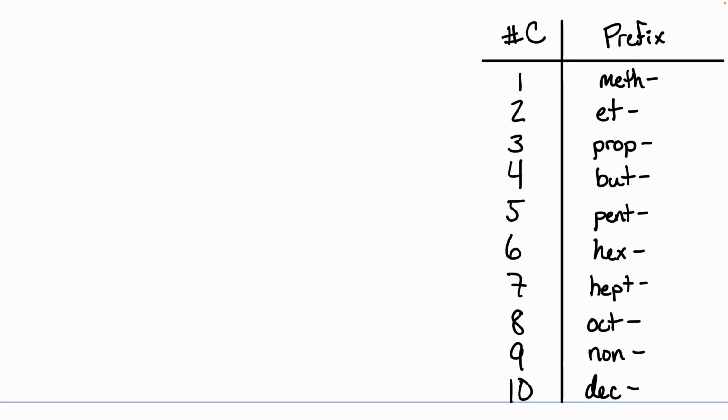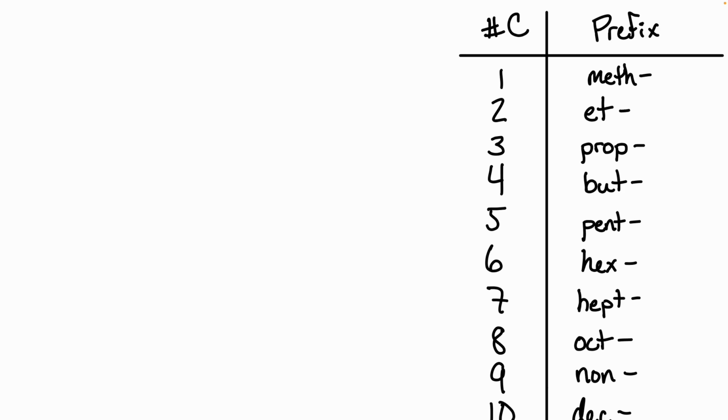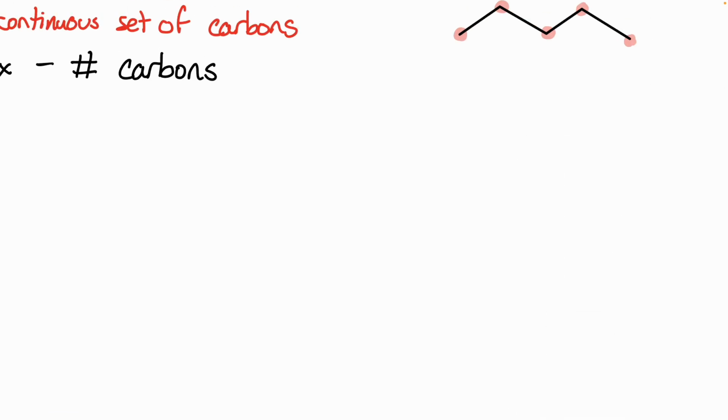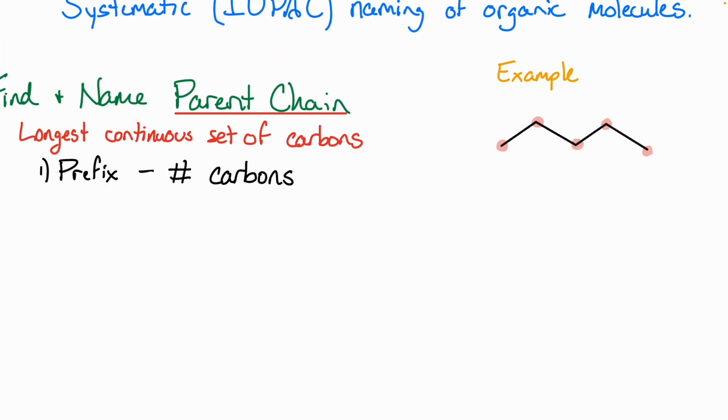Okay, so here's our little cheat sheet of prefixes here. Meth, eth, prop, but, and then again it kind of goes to your geometry, pent, hex, hept, oct, non, and dec. So we need to build into our name how many carbons we have here. So what are we going to use prefix-wise for this example? Pent.